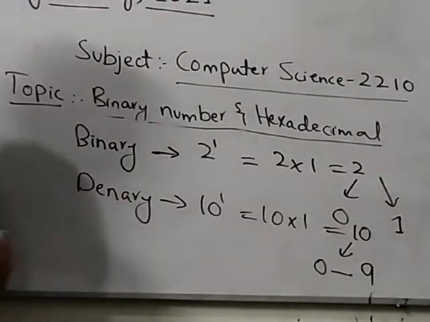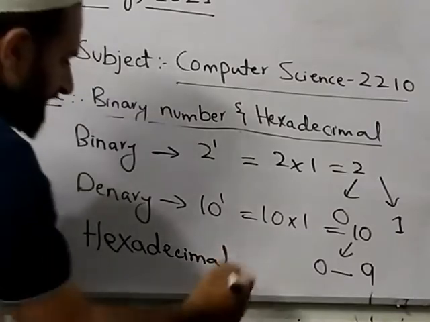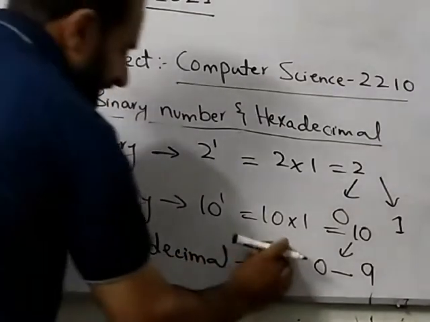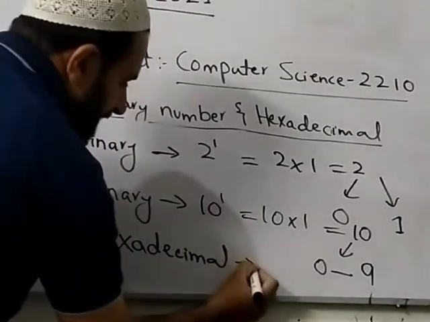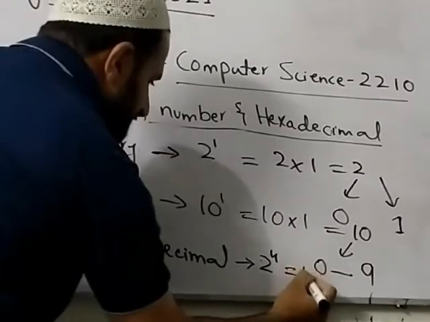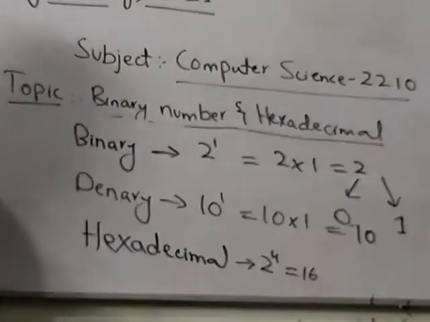The next thing is our hexadecimal. Hex means 16. Hexadecimal means it's base 16. But how will we write this? We will write it like that. 2 power 4 will give you 16. Okay, 2 power 4 is 16.